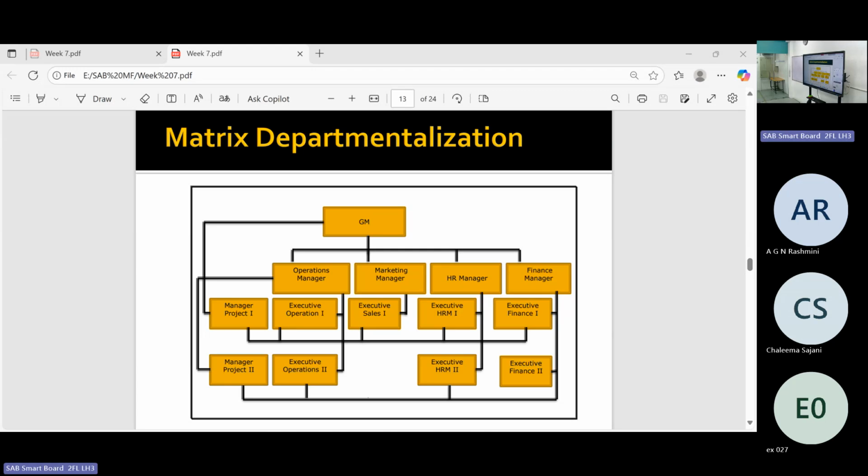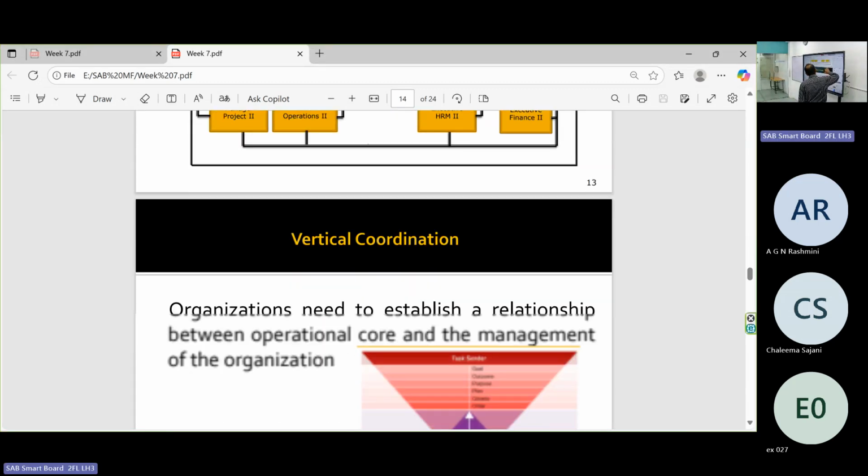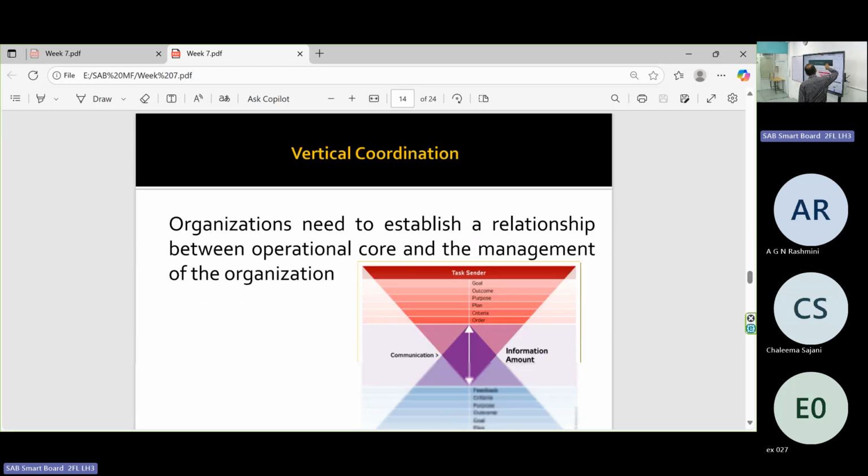Then the matrix relationship structure is applicable to most organizations. But we don't draw them in diagrams, though the requirements are met. Requirements are met in practice. Then the second one is departmentalization.